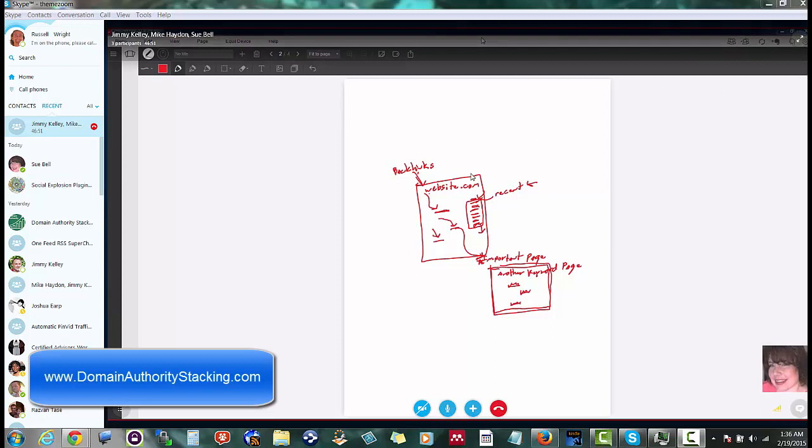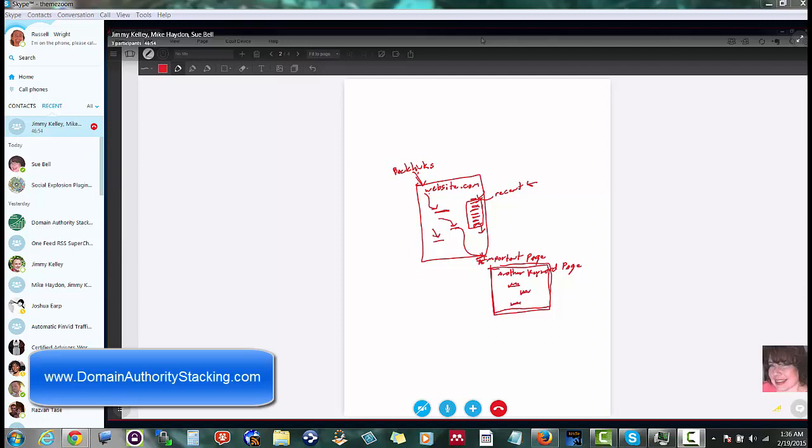So if you have a silo structure set up, you're already teed up to make the best use out of that domain authority stack. You've got your ducks in a row, and you're going to match it with the other incoming ducks, which are the inbound links from the DAS stack. And again, that's something that's really missed.